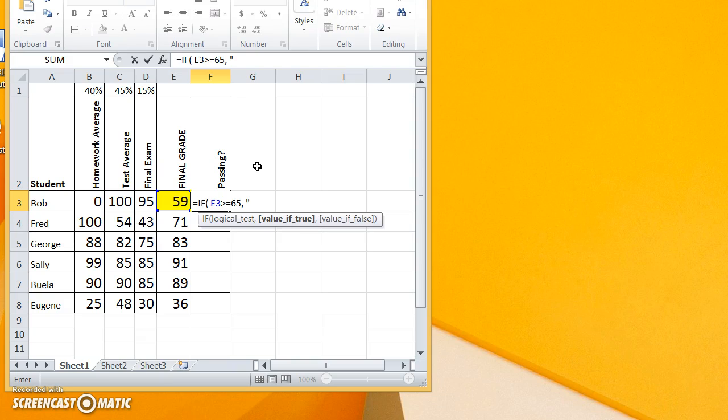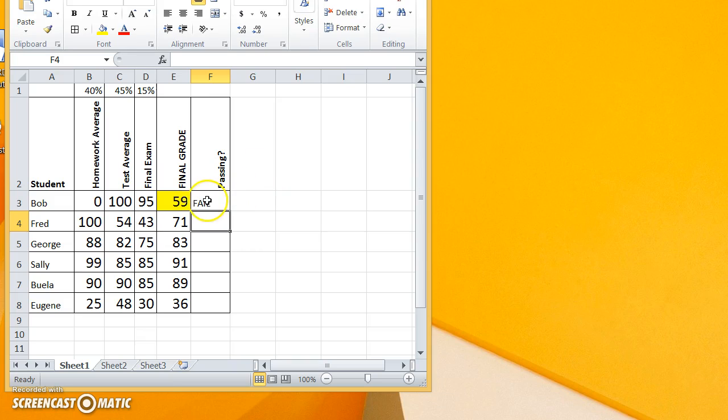If that's true, I literally want to see the word pass. And you have to put it in quotes. That's what I want to see in this cell. Then give me another comma. This is the no option. So if the answer to this question was yes, if his grade is greater than or equal to 65, then you'll see the word pass. This is the no option. Well, what word do I want to see if the answer was no? Fail.